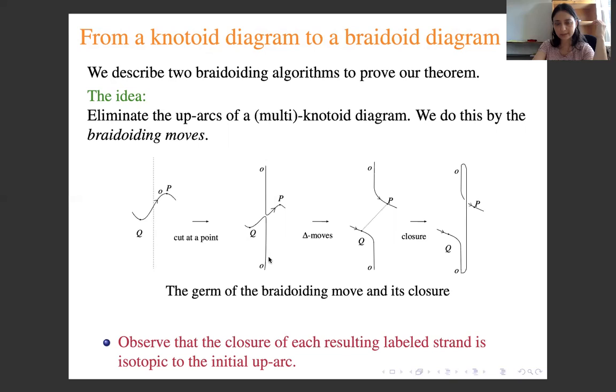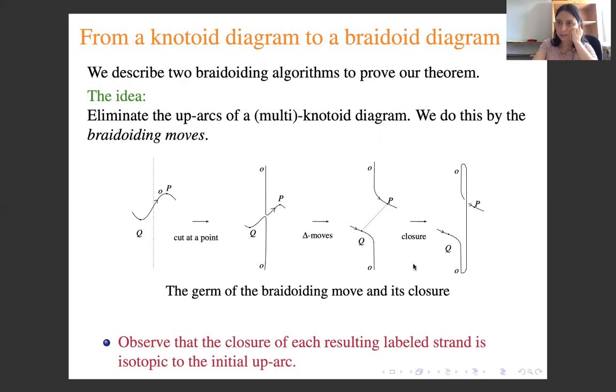So in the second instance, it's still not a braidoid strand, as we see. Still, we have this ascendancy here. So to turn these portions into descending portions, we apply delta moves, isotopy moves happening in these triangular regions. So we obtain a pair of braidoid strands eventually.